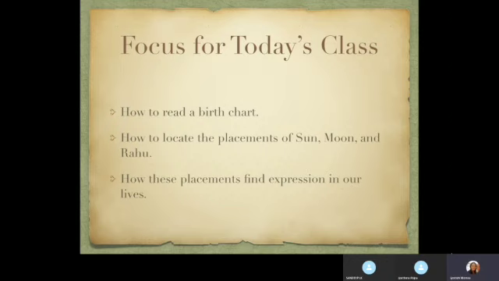So these ones will show very important psychological placements in our charts. And I'll focus on these 3, and then I'll explain how all 3 of these play out in the chart.